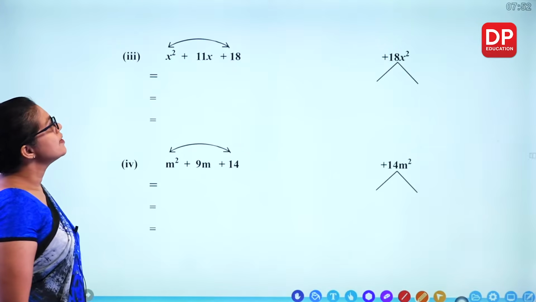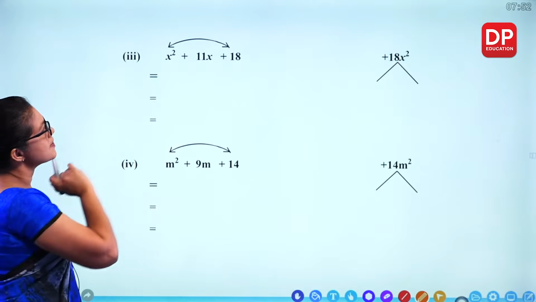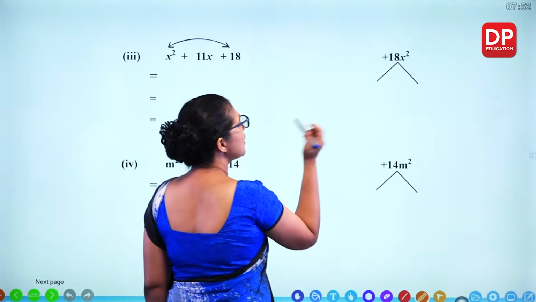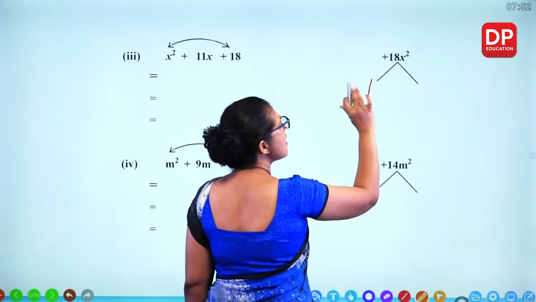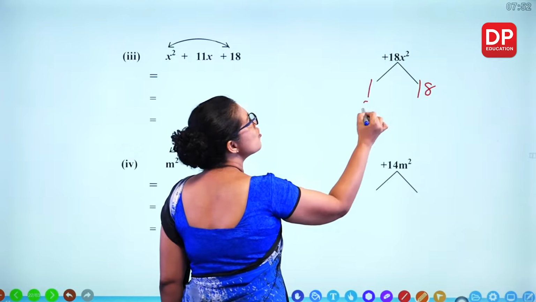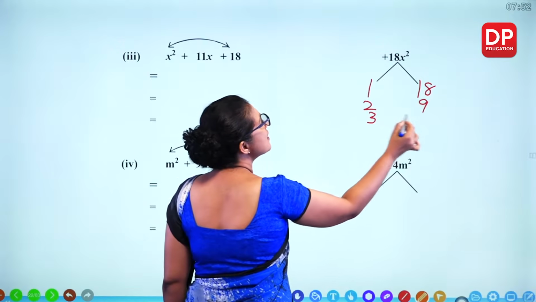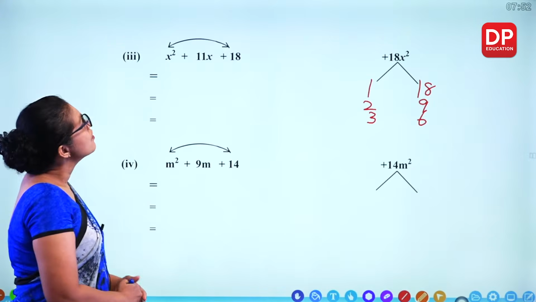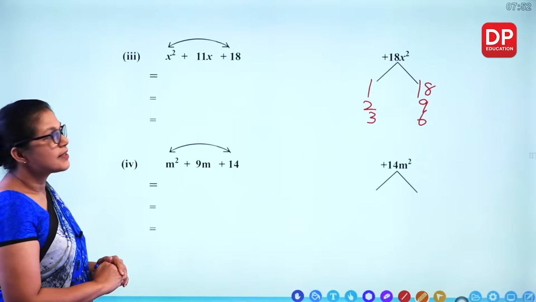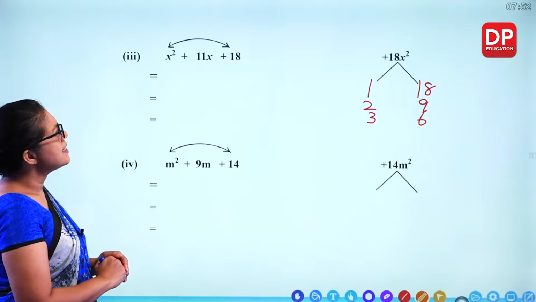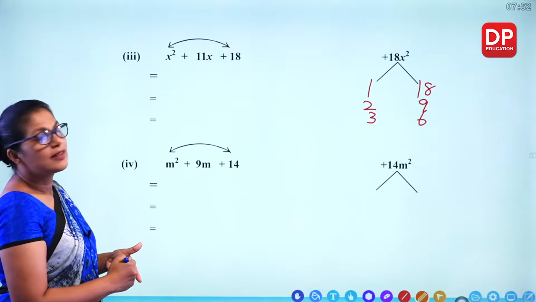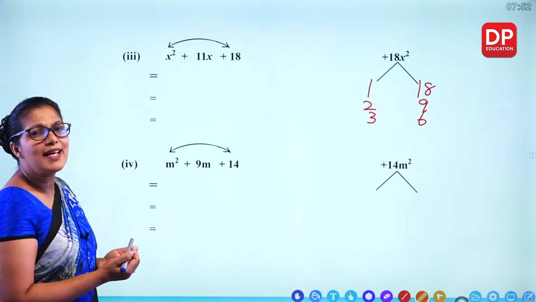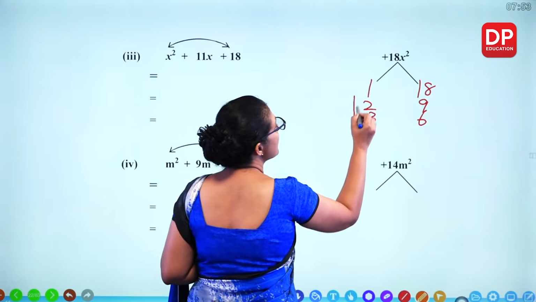Now try these ones. Similar way, all these pluses. X squared into 18, 18x squared, this is plus. What are the factors of 18? Always start from 1 and see. Then 2 with 9, 3 with 6. Those are the factors. Now select the suitable factors. Is it 1 and 18 or 2 and 9? Or 3 and 6? Which one? 2 and 9. 2 plus 9 is 11. So we have to select this one.